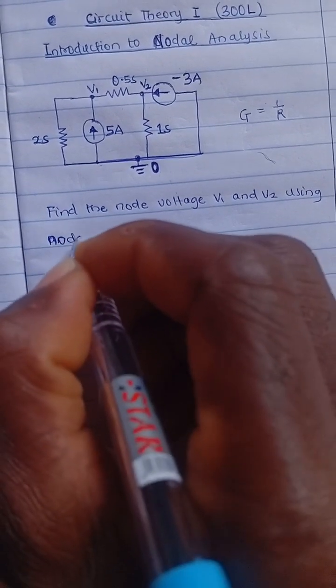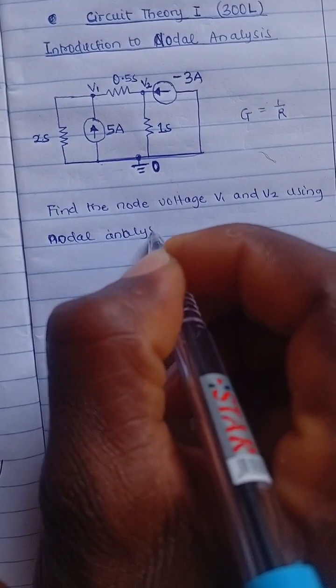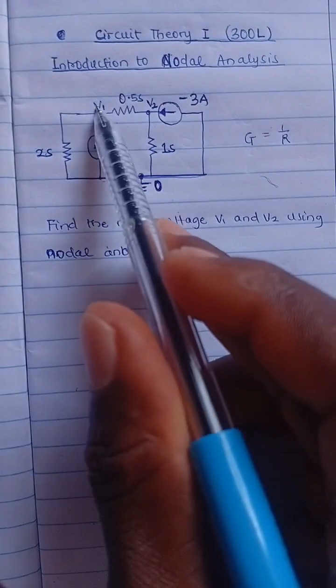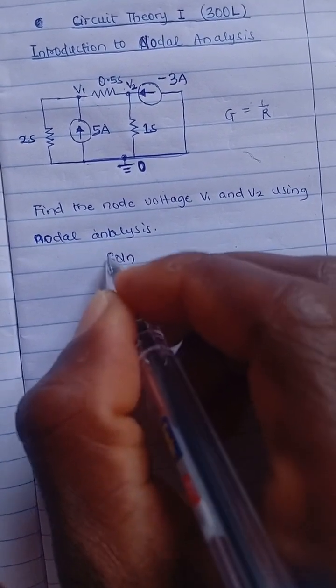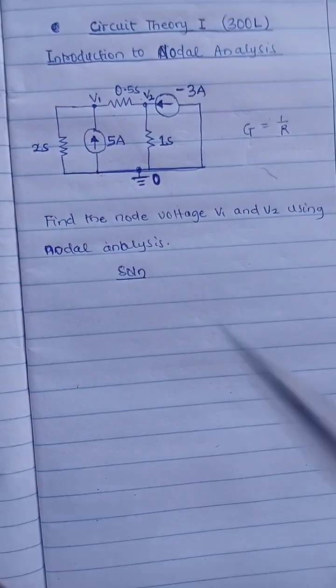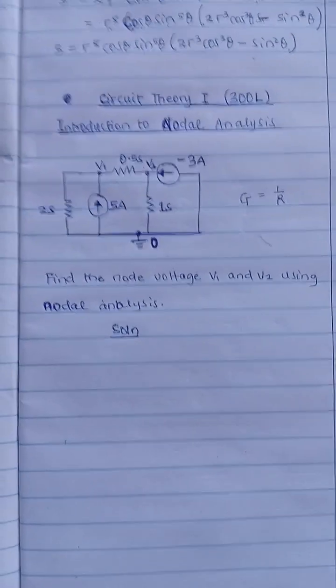Using nodal analysis. All right, so we have to find the node voltages V1 and V2 using nodal analysis, the solution to that. And sorry, before I proceed, maybe during the course of explaining, I will just chip that in, right?